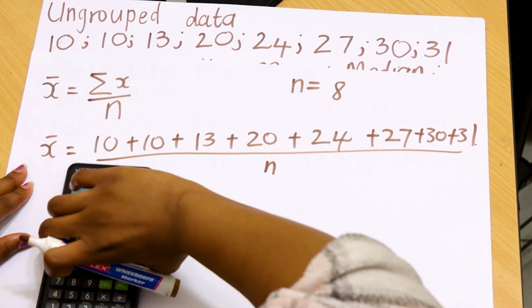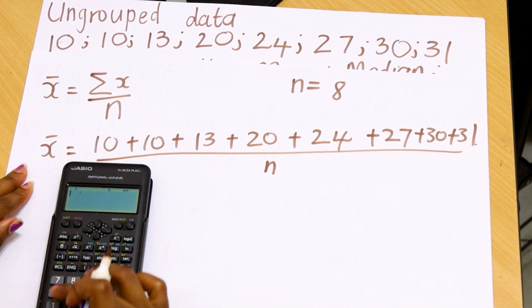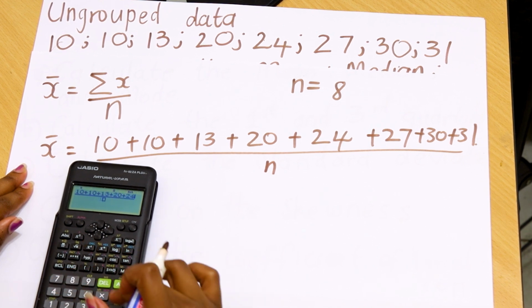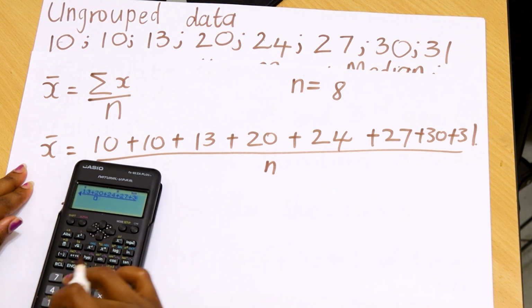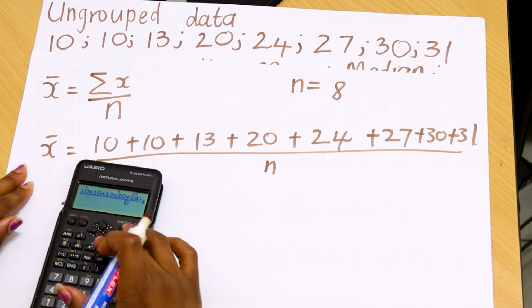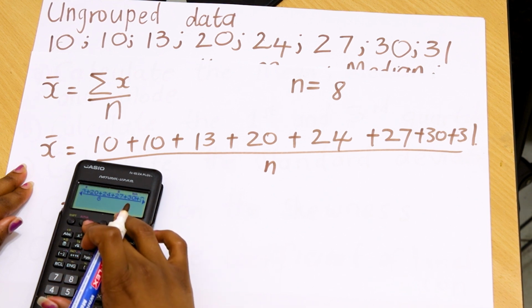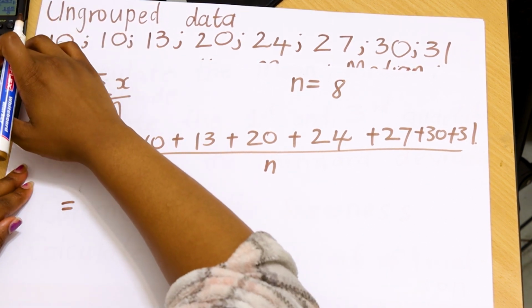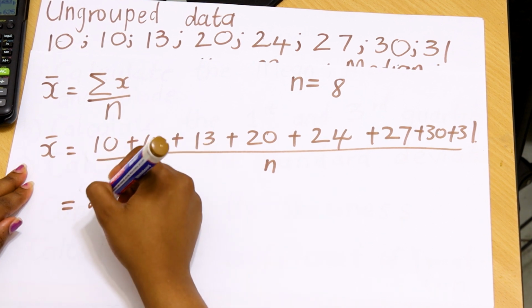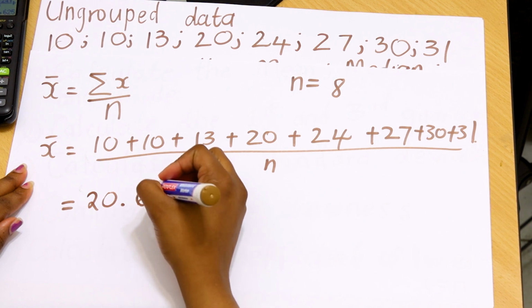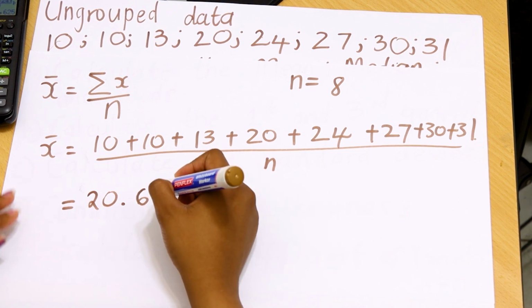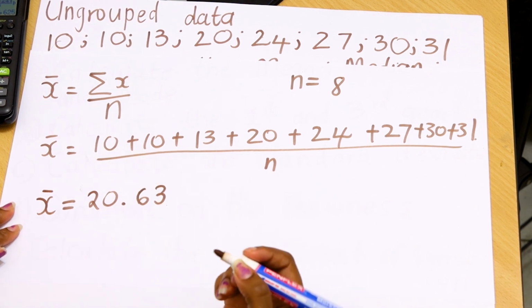And that would give 20.625, which would be 20.63 when you round off to 2 decimal places. So that is the mean.